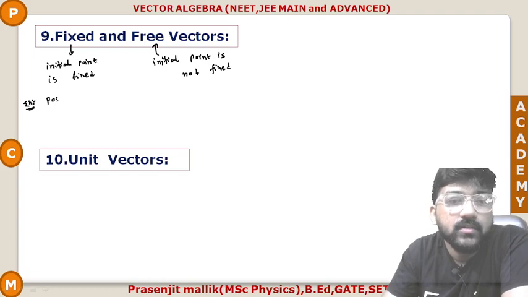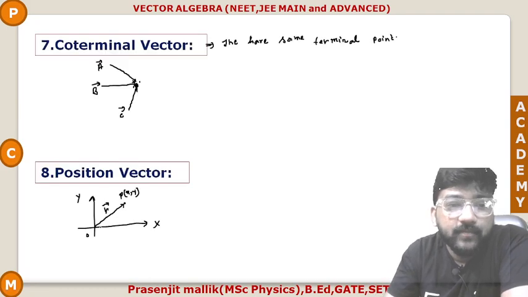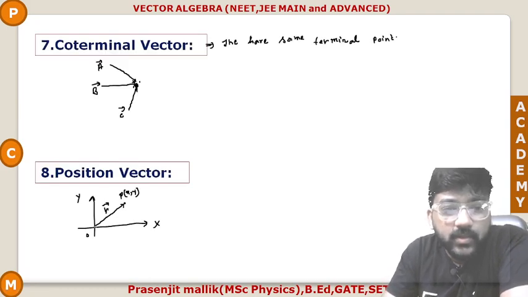Position vector, because you know, for position vector you have to mention the initial point with respect to which we want to find the position of P. So this is necessary to specify the initial position.